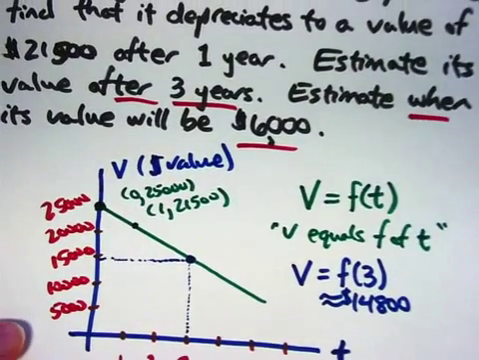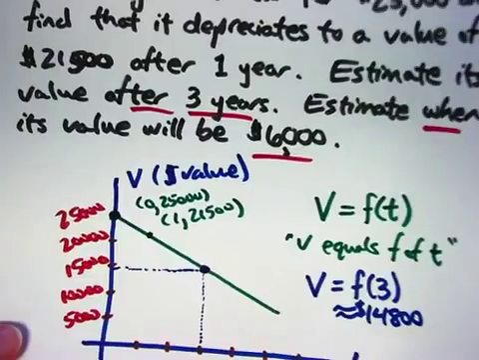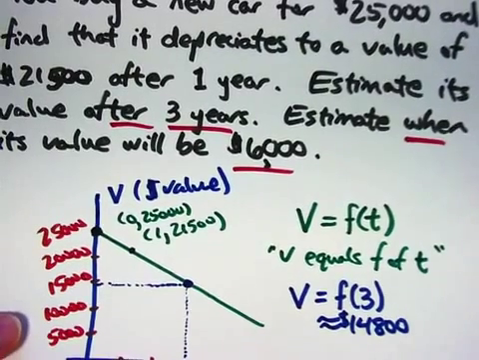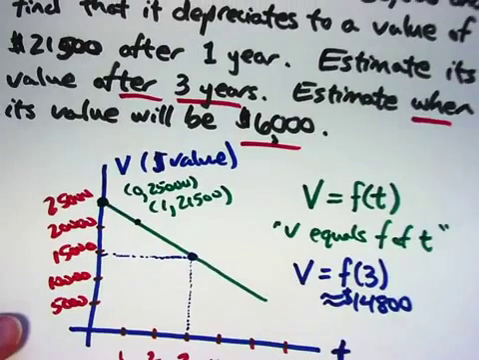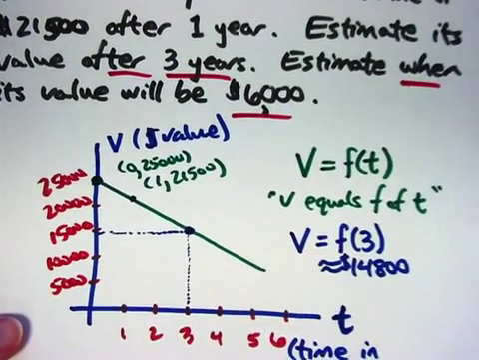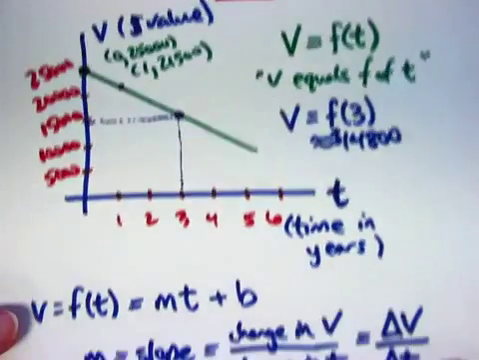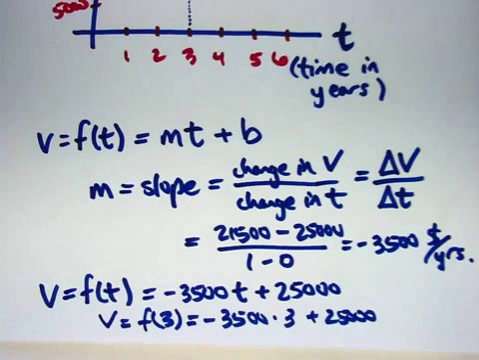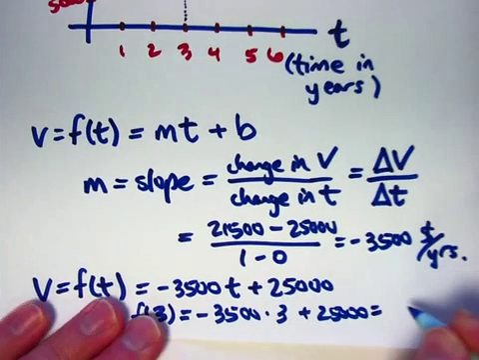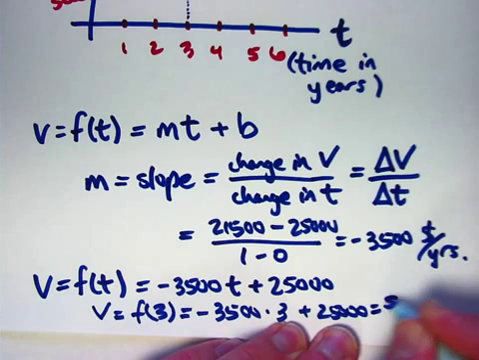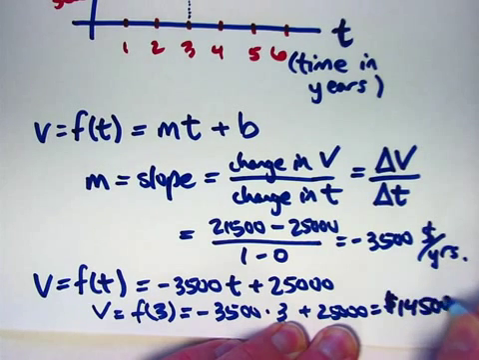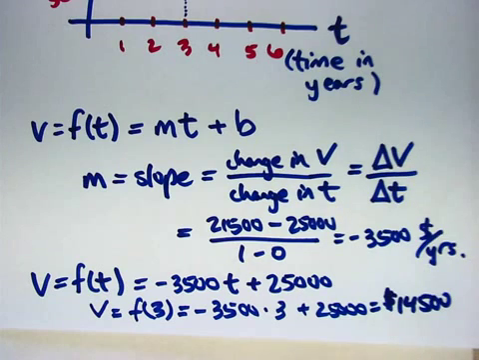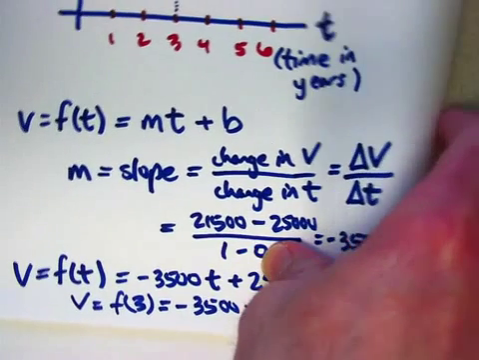Anyway, in the last video we looked at this model of depreciation for a car that starts out at $25,000 and depreciates to $21,500 after 1 year. We wanted to estimate its value after 3 years and estimate when it would be $6,000. We found a formula for a function that modeled the value of the car as a function of time. I forgot to write down here the final answer for the value after 3 years was $14,500. That's an estimate based on this model. If the model is exactly right, then it would be exactly right, but the model probably won't be exactly right as far as a model of reality.